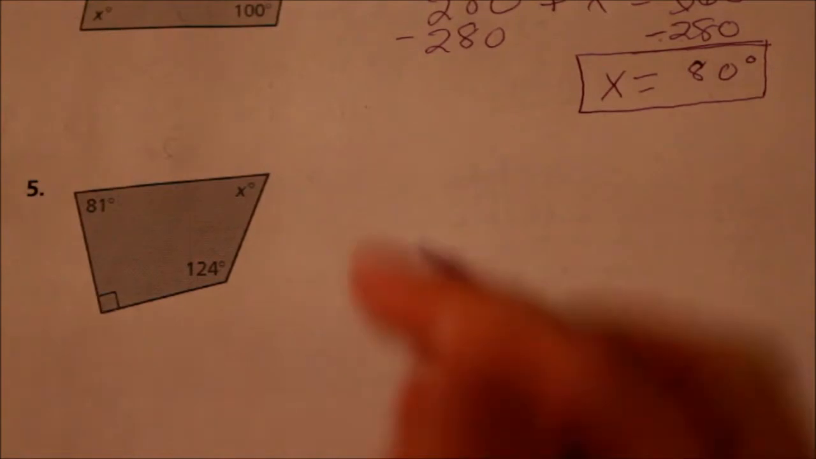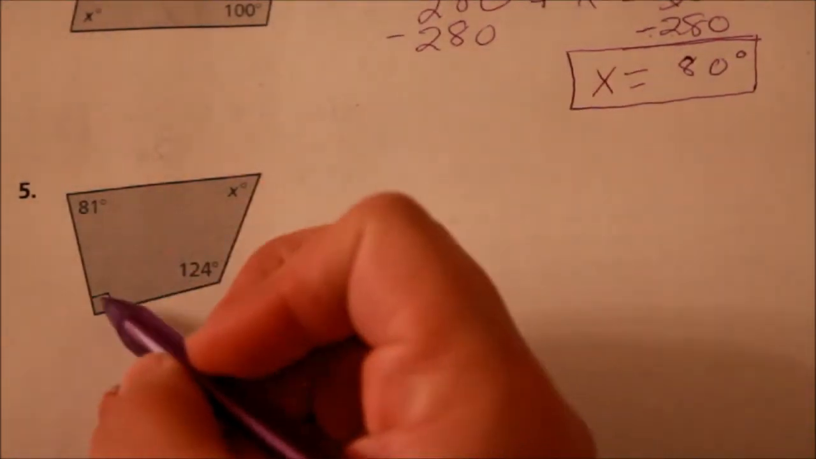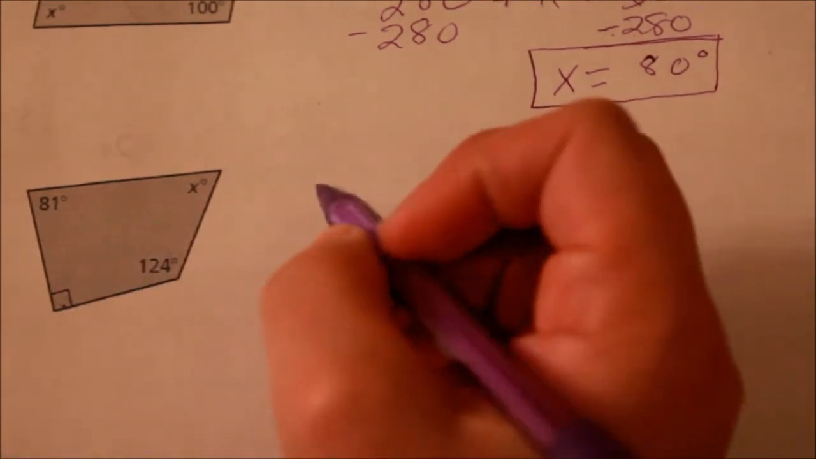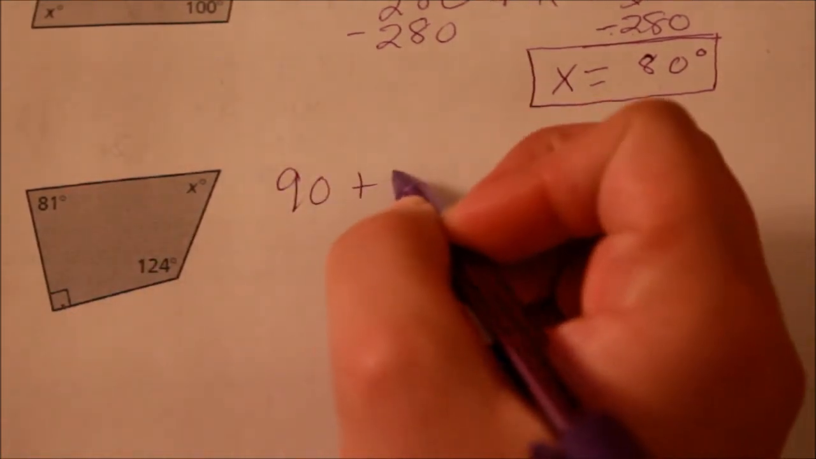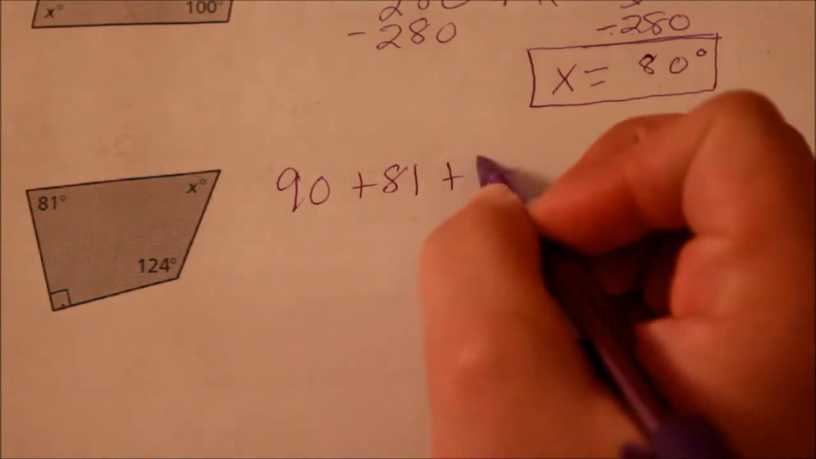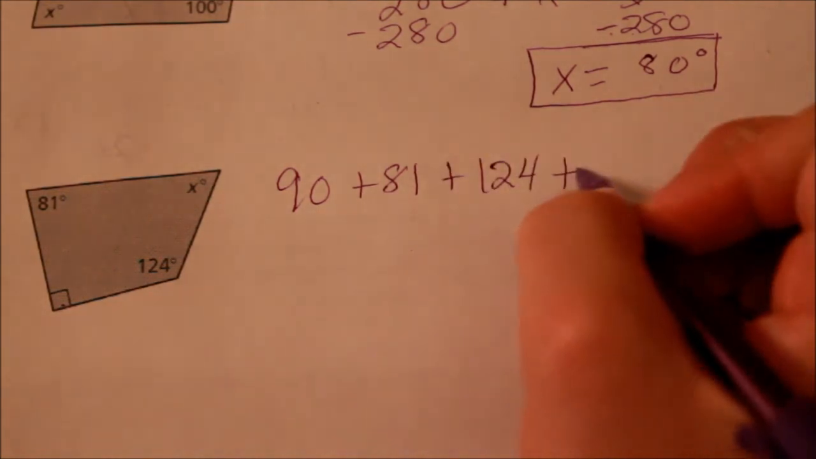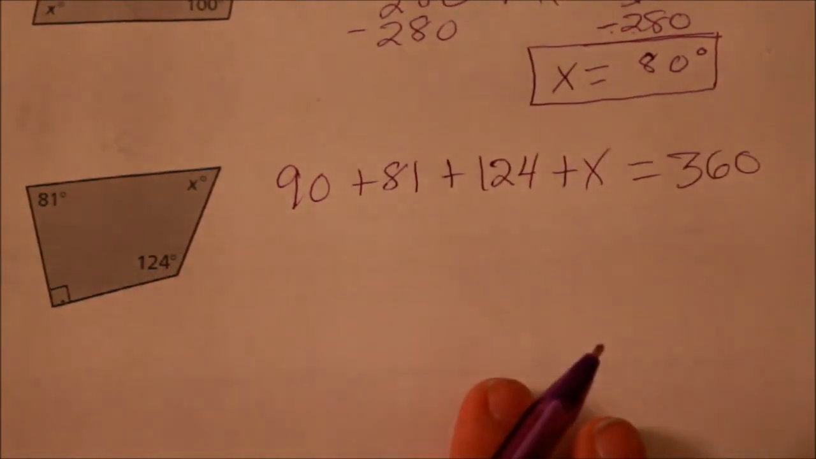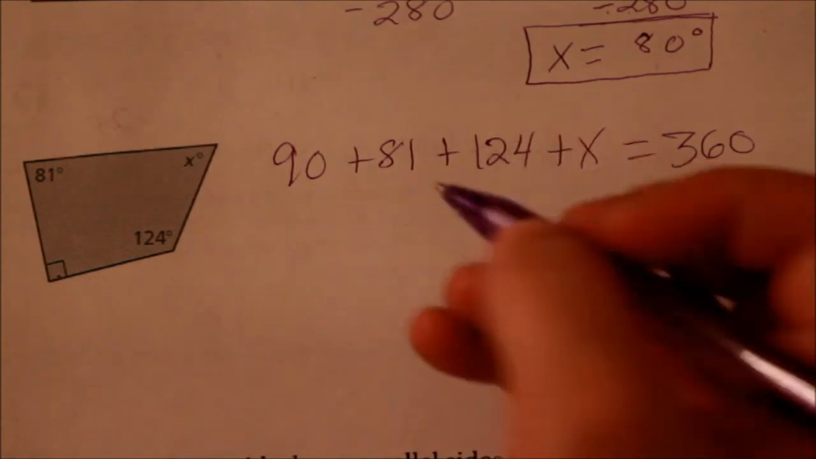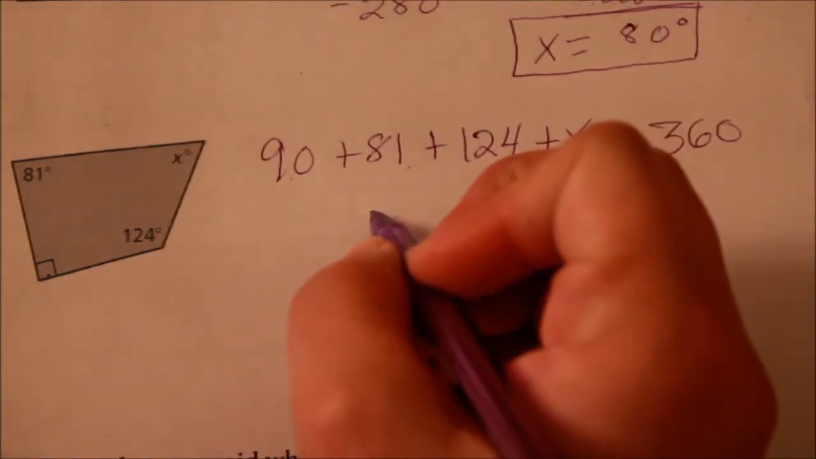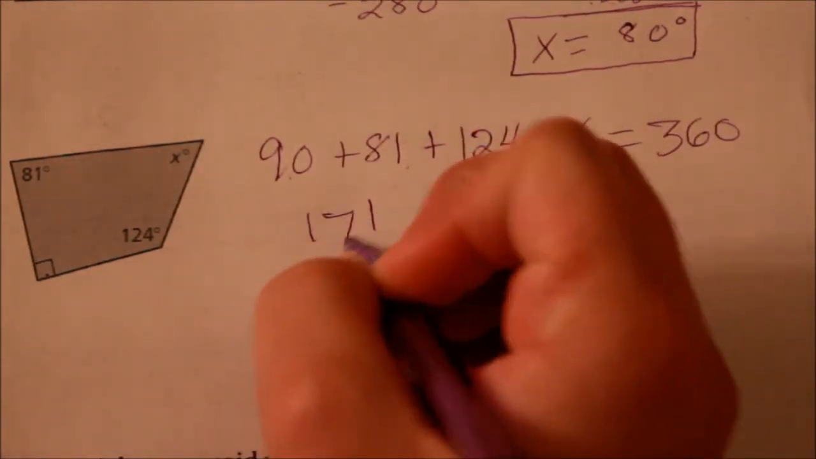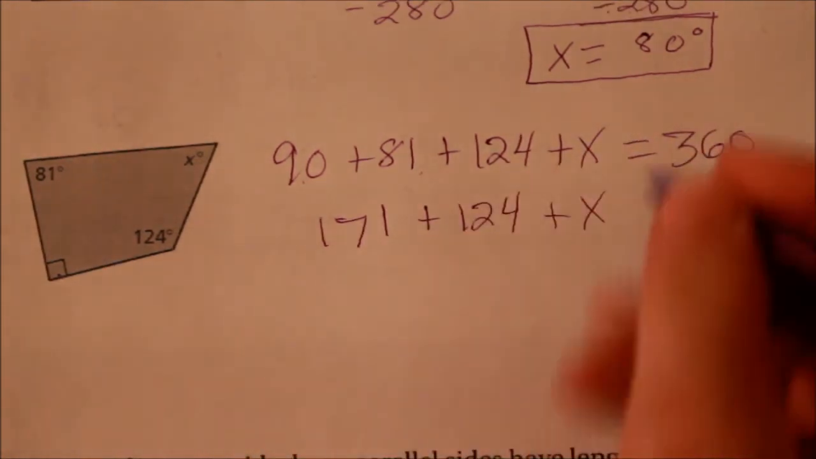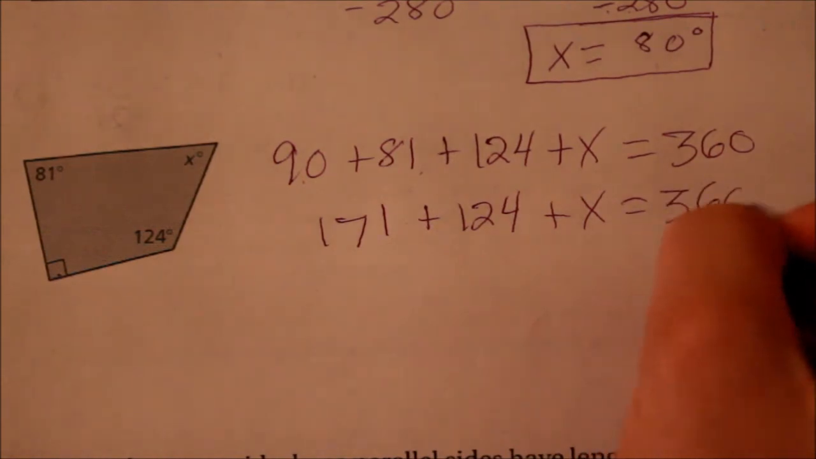Do the same thing for number 5. I know this box means it's a right angle and therefore it is 90 degrees. So I'm going to do 90 plus 81 plus 124 plus x equals 360. 90 plus 81 is 171 plus 124 plus x equals 360.